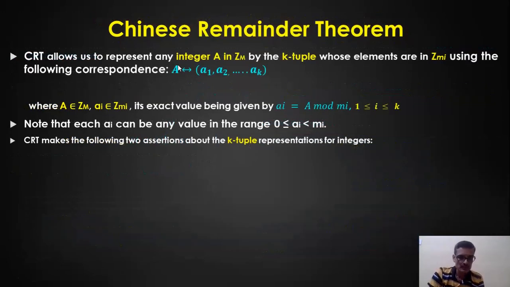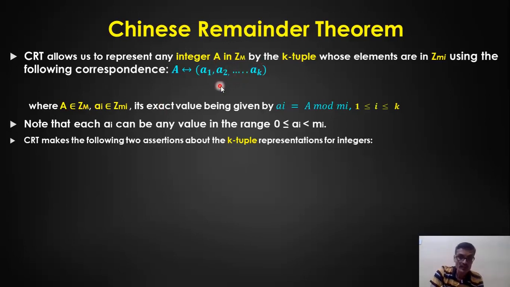See, this is my number 9, say A, capital A, represented using this tuple like A1 to AK. In my case, I have two values there, that is for k equal to 2, I have two numbers, that is 2 and 5, right? So let us take any integer A in the set Zm, like in Z10, I have taken A, that is 9. By the k tuple, I represented it, right? Whose elements are in Zmi using the following correspondence, this representation. We know how to represent it now, right? Where that A belongs to Zm and i belongs to Zmi. So this i belongs to Zmi, that is 2 and 5.